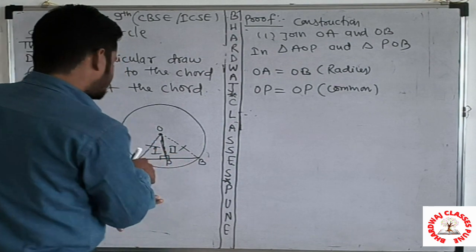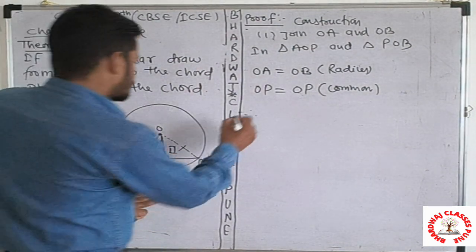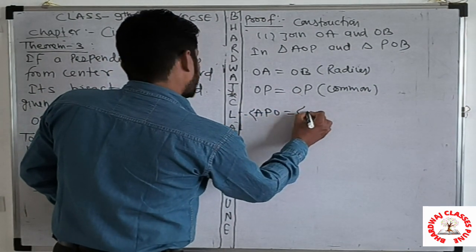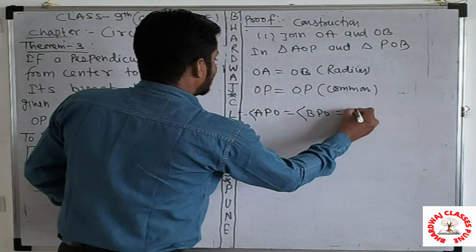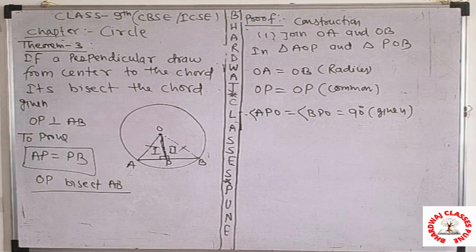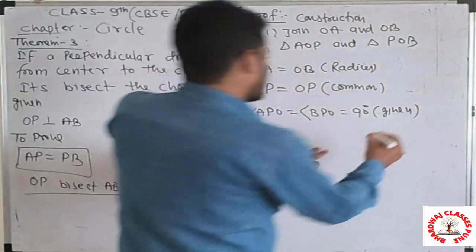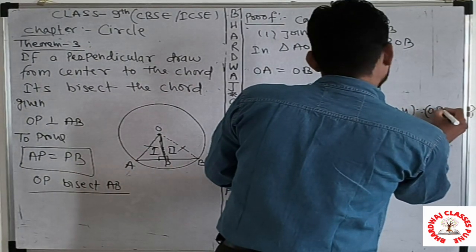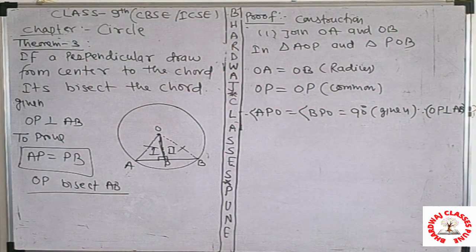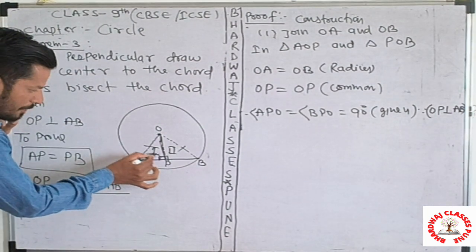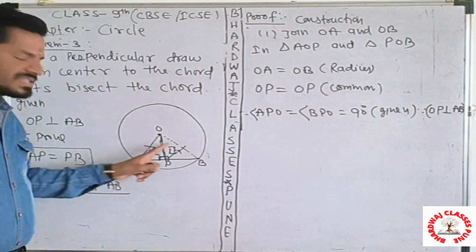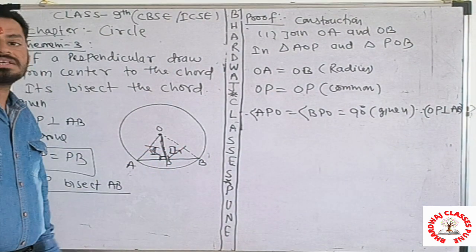Now since OP is perpendicular to AB, therefore angle APO is equal to angle BPO is equal to 90 degrees. It's given, because OP is perpendicular to AB. So you can see there, this is the right angle, so opposite to the right angle is the hypotenuse. So in these two triangles, one hypotenuse is equal and one side OP is equal as well.